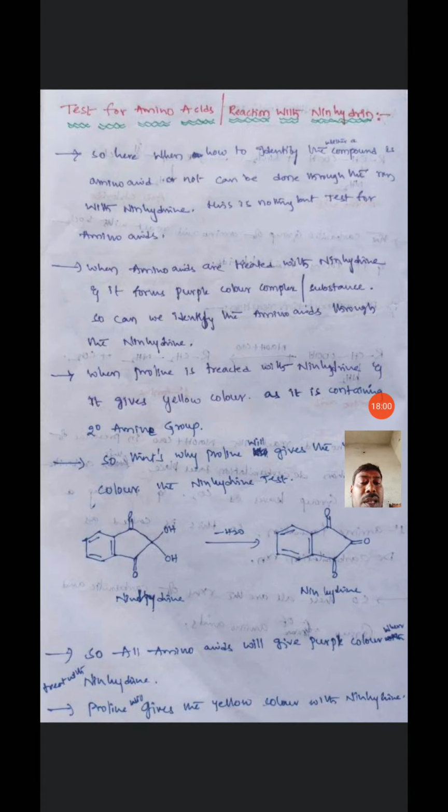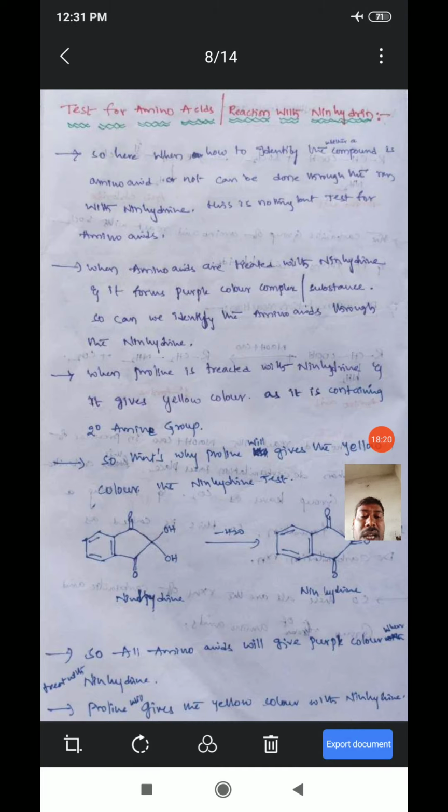When proline, an example of an amino acid, is reacted with ninhydrin, it gives a yellow color as it contains a secondary amine group. That is why proline gives the yellow color with the ninhydrin test. This is the structure of ninhydrin in the enol form, and with loss of a water molecule it forms the keto form of ninhydrin.